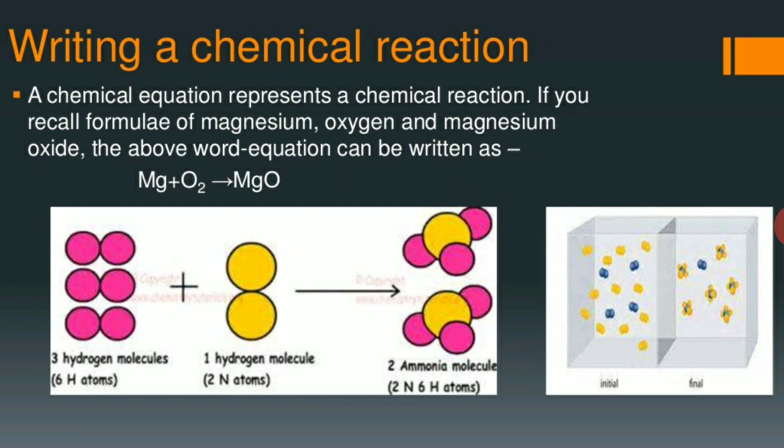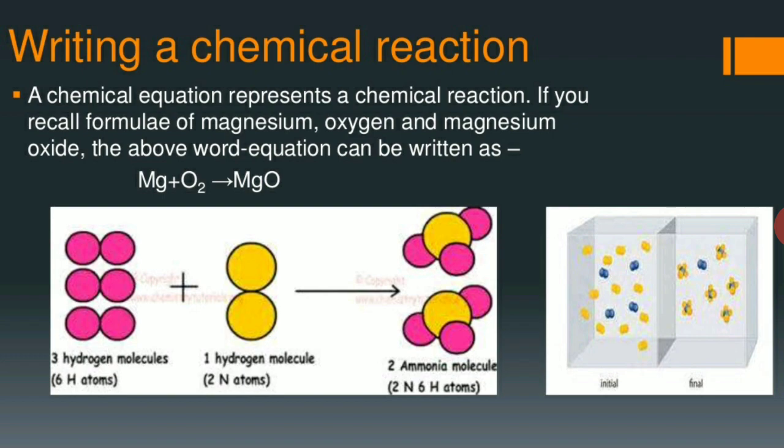But another method to represent a chemical reaction is the use of chemical equations. In a chemical equation, we use certain symbols. For example, burning of magnesium ribbon. We use Mg as a symbol of magnesium and O as a symbol of oxygen. MgO is the symbol of magnesium oxide. In a chemical equation, we use symbols. Mg plus O2 gives MgO. It's a chemical equation.